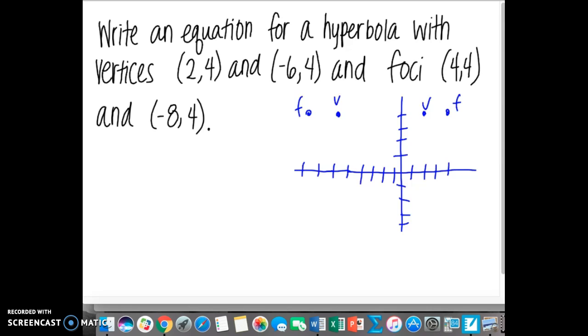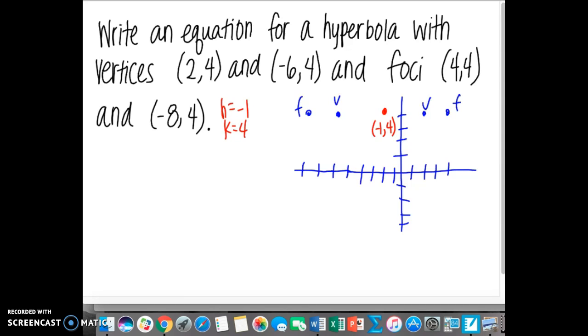In our equation for a hyperbola, we need to know our h and k. So we need to know what the center is. So starting with our vertices, if we move 1, 2, 3, 4, we're right here, and if we move 1, 2, 3, 4, we're going to hit that center point. That center point is at -1, 4. So we know that h equals -1 and k equals 4. So right off the bat, we know our h and k values.